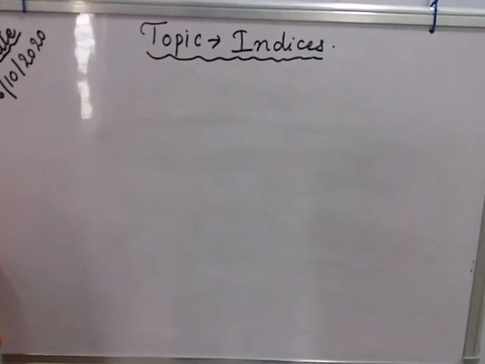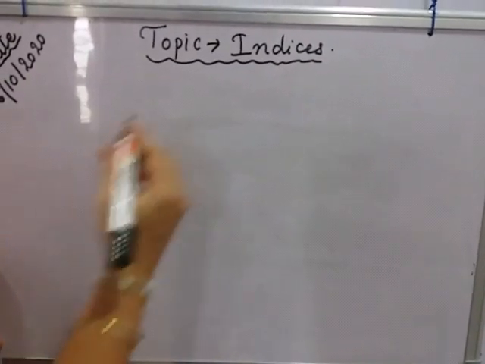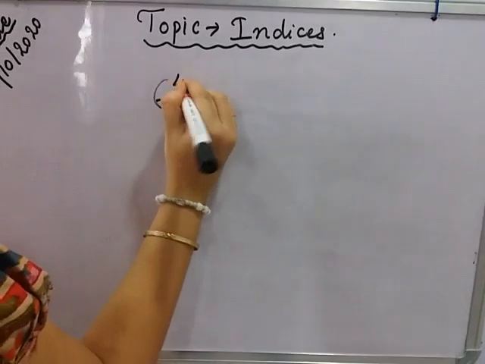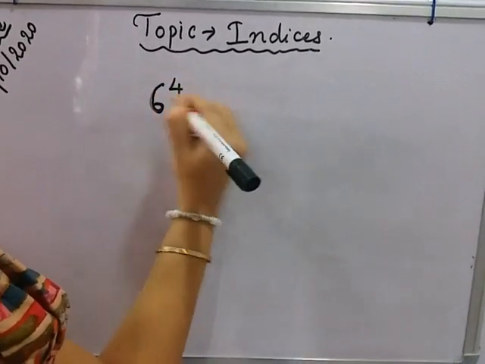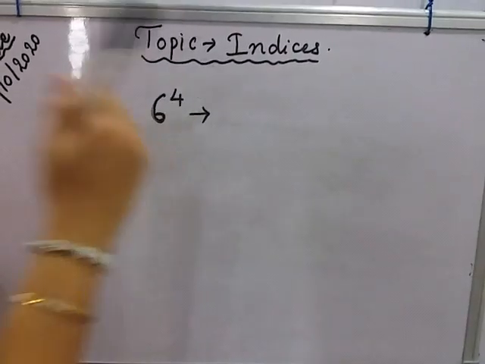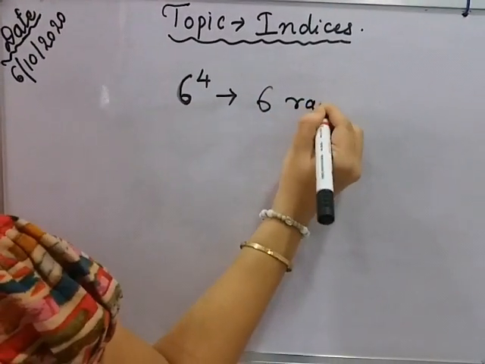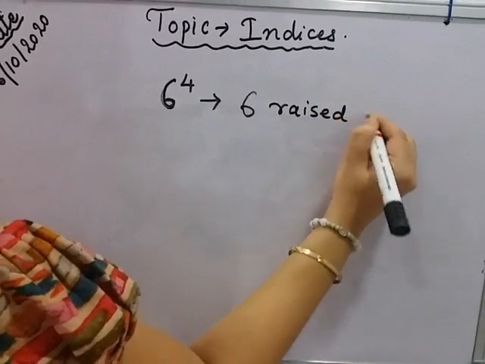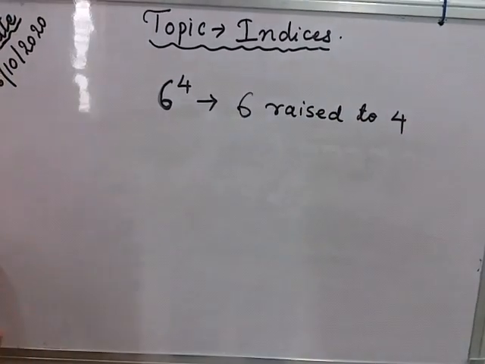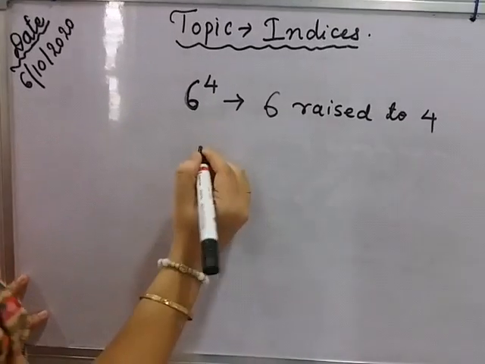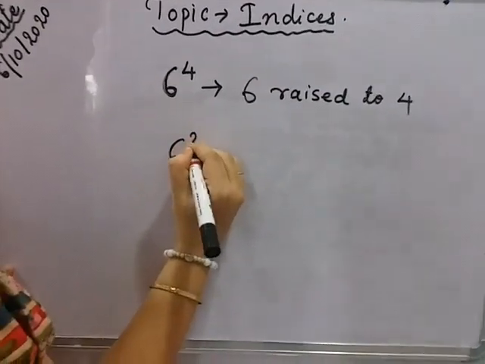In our first video, we have learned how to read the number, how to write it down in the multiplication form and how to find the values. So we have taken the number in an index form, where 6 is the base and 4 is the index. And when we are reading the number, how do we read it? 6 raised to 4.